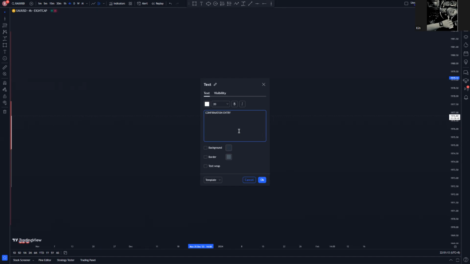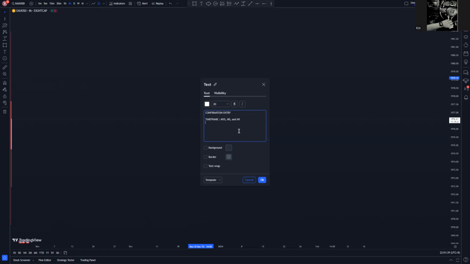The confirmation entry. The time frames we're going to use for the confirmation entry are M15, M5, and M1. M15 is the biggest time frame in the confirmation entry, and M1 is the smallest.